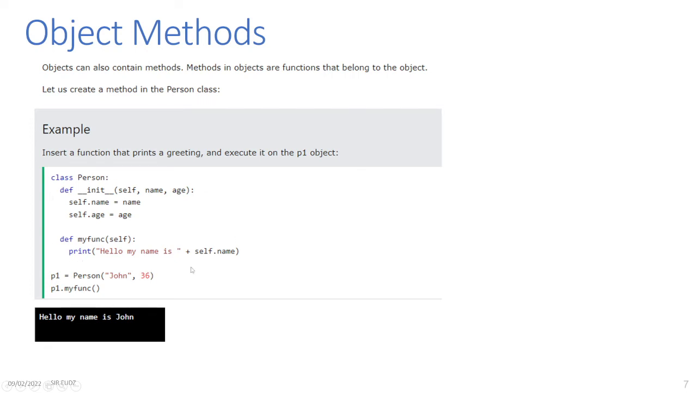If we're going to use that class, we just create an object using the class person. So p1 is equal to person John 36. Then p1.myfunc. myfunc is the method for this person, which actually functions by printing this value. If this is called, it will print hello, my name is John.